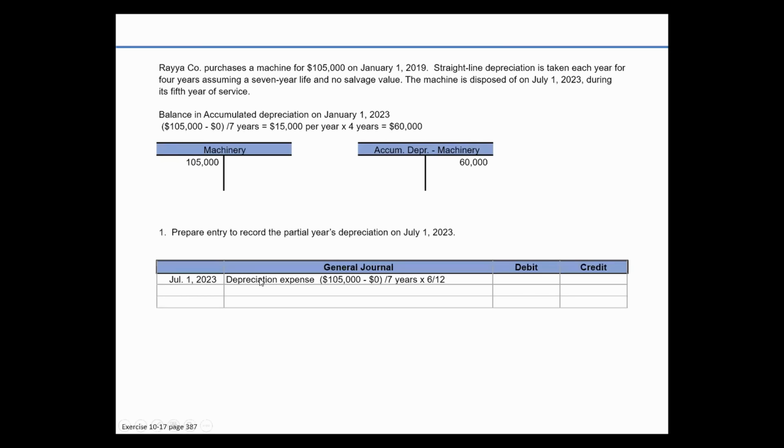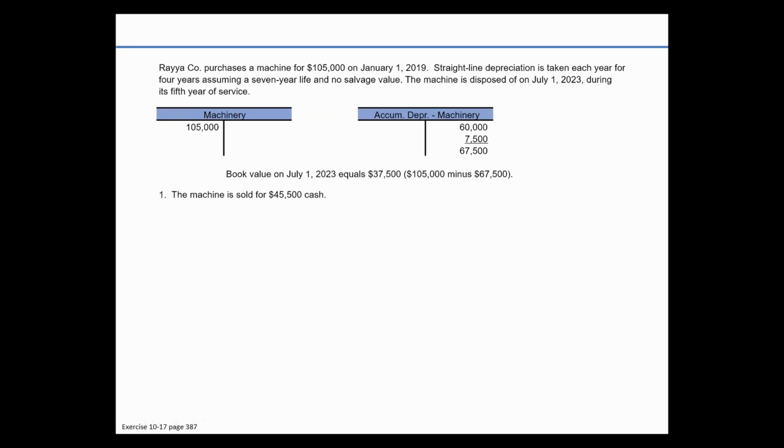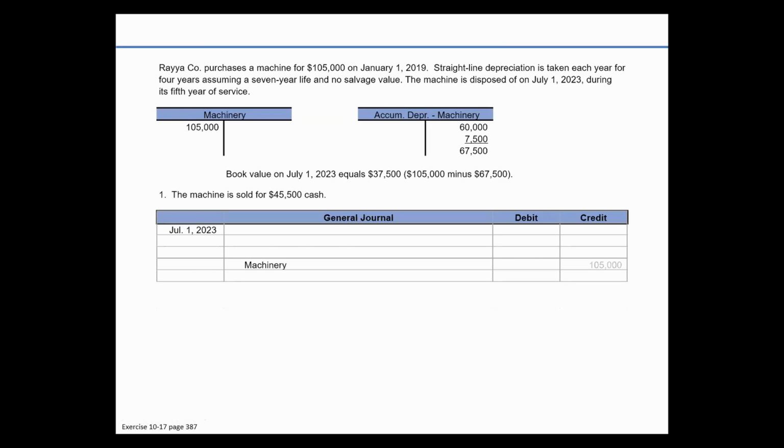Again, you see here that you have depreciation expense, and this is for depreciation on July 1 of 2023, because you have it multiplied by half a year. So half of the depreciation for the annual is 7,500, and then debit to depreciation expense, credit to accumulated depreciation machinery. That adds to the accumulated depreciation. And again, they dispose of it during its 5th year.